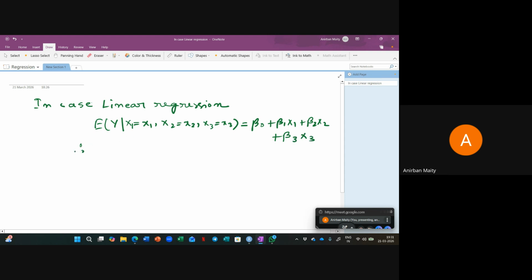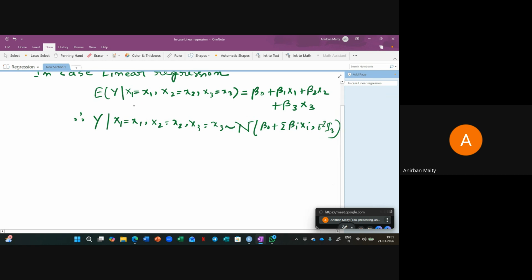That means our y given x1 equals x1, comma x2 equals x2, comma x3 equals x3 actually follows a normal distribution with mean beta naught plus summation beta i xi, and variance sigma square I. So this is the case of linear regression.